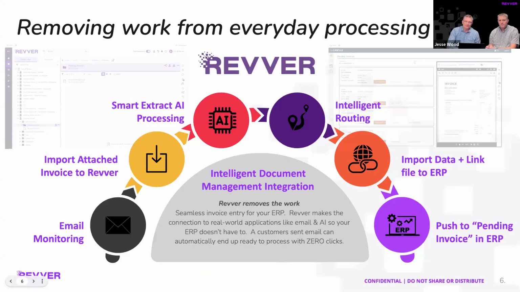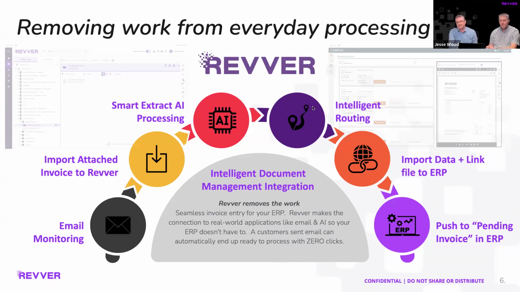We too think that Revver is going to help remove work from everyday processing that you're going to see inside of this integration. Now, this slide is just indicating all the different steps that are going to be automated during this process. And so we're going to start with email monitoring in one of our simple examples. That email monitoring is going to be watched by Revver. Revver's then going to take that email and strip the attachment and bring that in for processing. During that processing, it's actually going to use our Smart Extract AI to bring all of the important information over that you'll need from that invoice into Caselle.